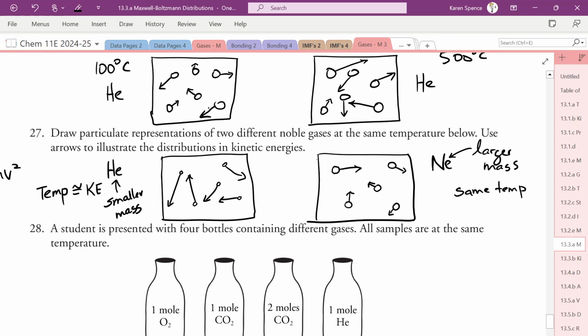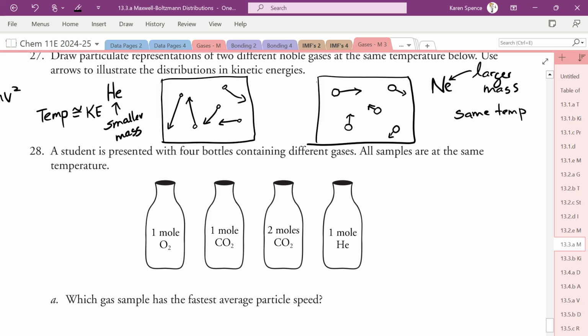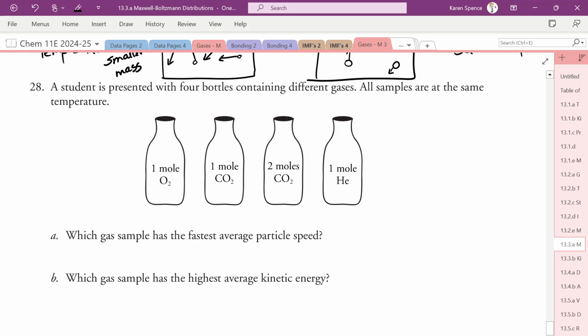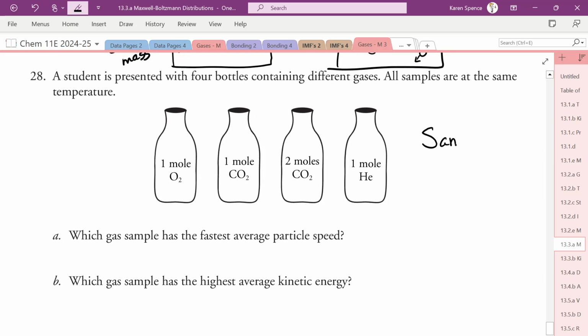All right, very nice. A student is presented with 4 bottles containing different gases. All samples are at the same temperature. Which gas has the fastest particle speed? Yes. Fastest particle speed is helium because helium has the least mass.